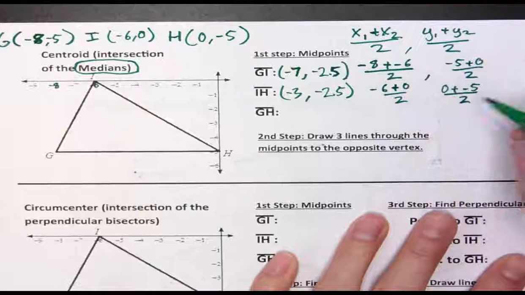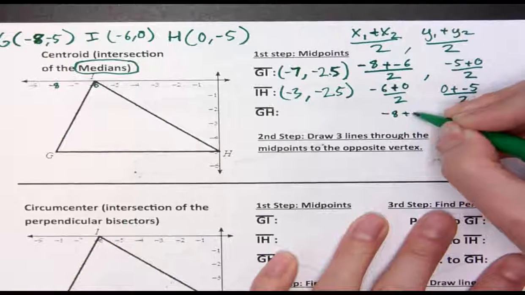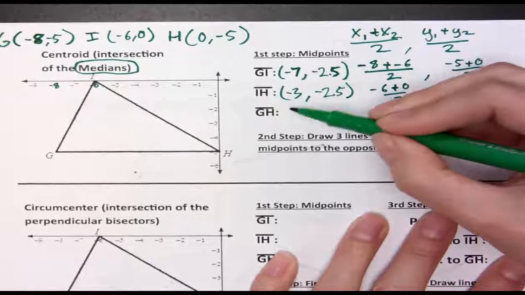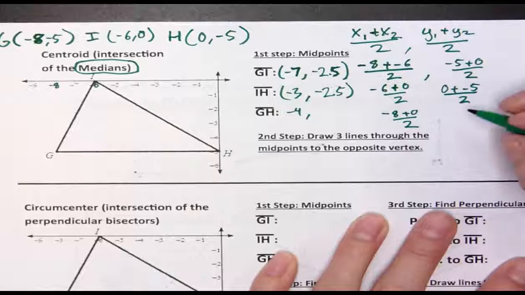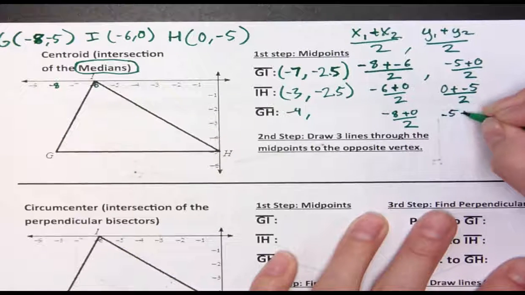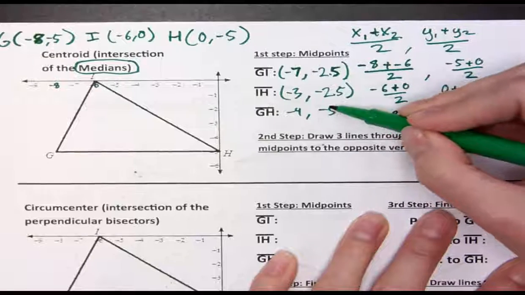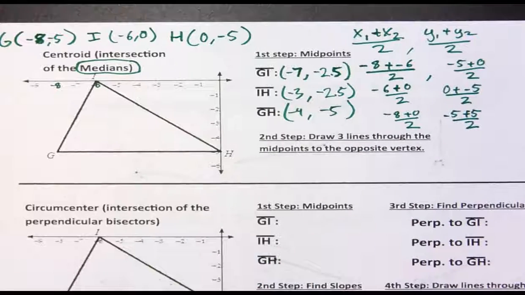And then our last one is G to H, so -8 plus 0 divided by 2, which is -4. And -5 plus -5 divided by 2, which gives me -5. Okay, now that I have those points, what do you think I'm going to do with them? Put them in. I'm going to graph them, right?